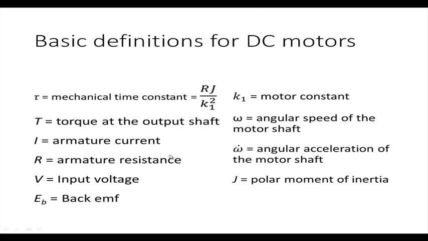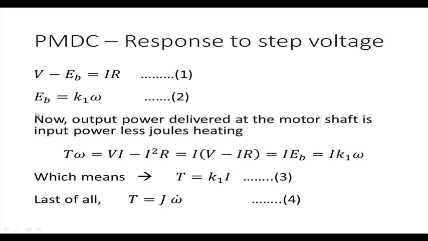These are the definitions: T is torque, I is the armature current, R is the armature resistance, V is the input voltage to the motor, and the motor develops back EMF due to electromagnetic induction, etc. All these things we will be able to understand while we are going through the analysis. First of all, whenever a motor is rotating, the voltage applied to the terminals of the armature should obey Ohm's law, and therefore V should be equal to IR.